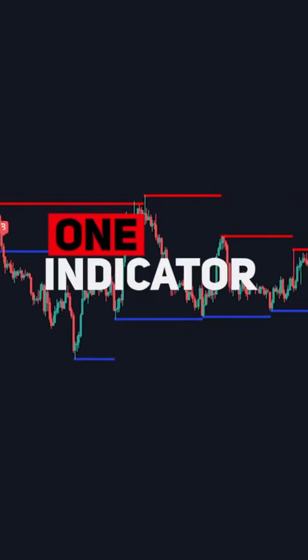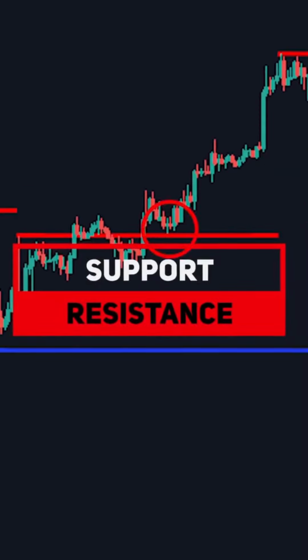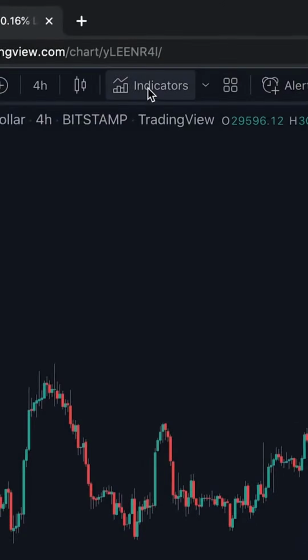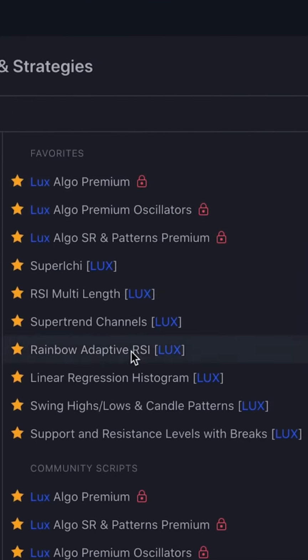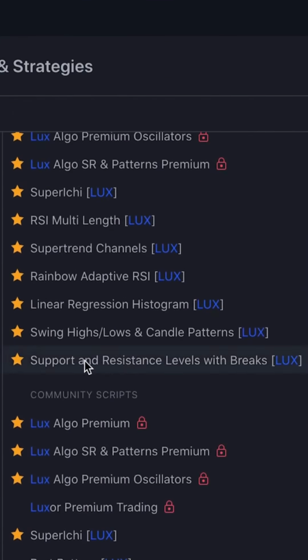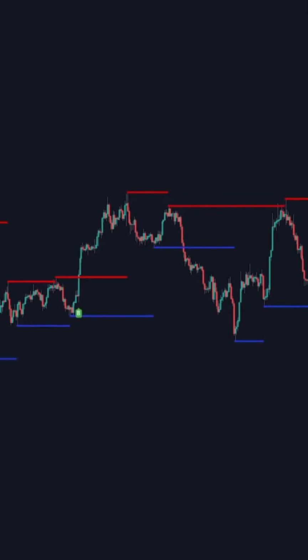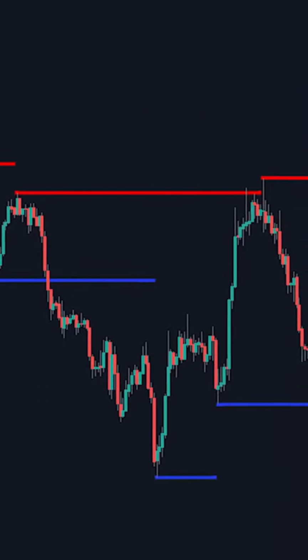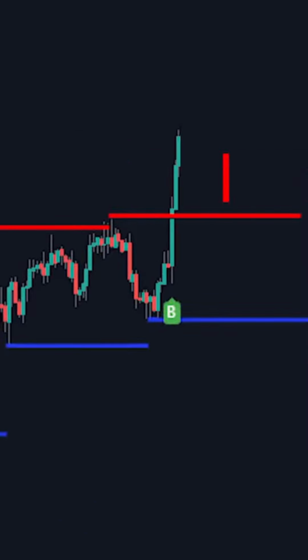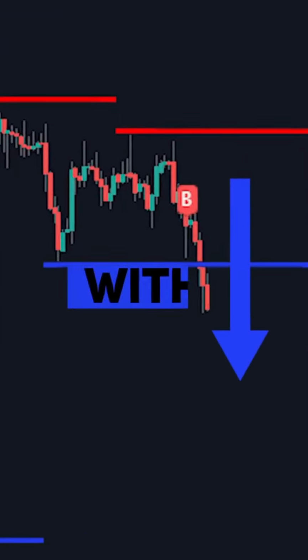Here's how I use one indicator to trade support and resistance breakouts like a pro. First, go to the Indicators tab on TradingView and search Lux. They make a ton of custom indicators, but for this video, we're going to use their support and resistance levels with breaks. Now, once it loads up on your chart, you'll see all of your support and resistance levels plotted automatically for you. The indicator gives these buy and sell signals once price breaks above or below a level with a certain amount of volume.